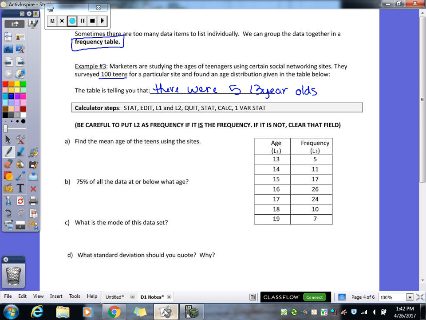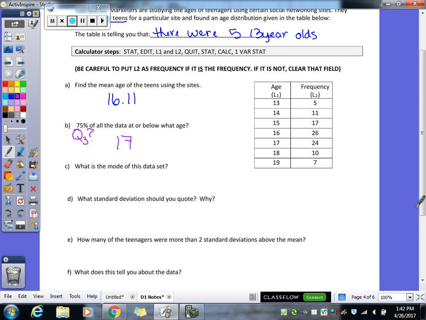So A, what is our mean? 16.11. B, 75% of all the data at or below what age? This is a fancy way of asking you, what is our Q3? I know, craziness, but they're asking you. 17. What is our mode? You won't get that from the calculator. You have to look at your frequency chart for that one. Which one has the largest frequency? 16. So our mode would be 16 because it's there the most number of times.